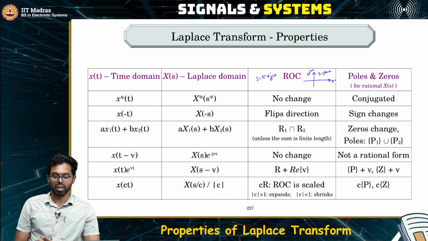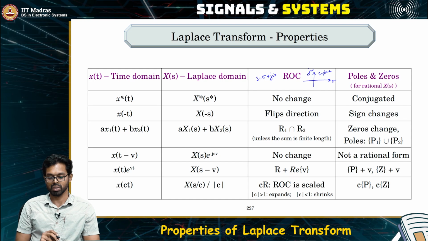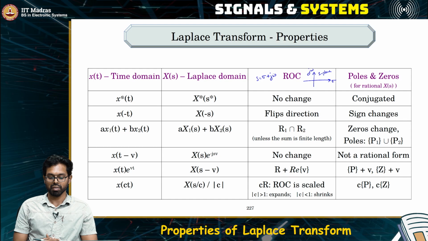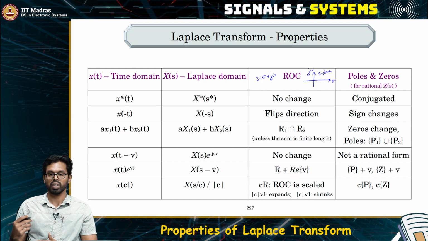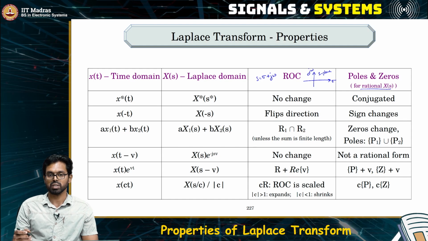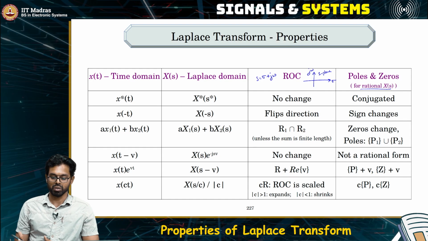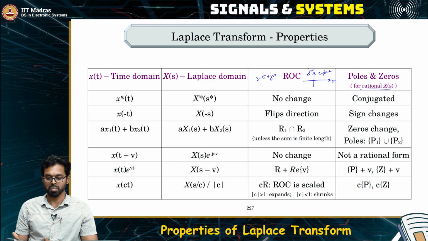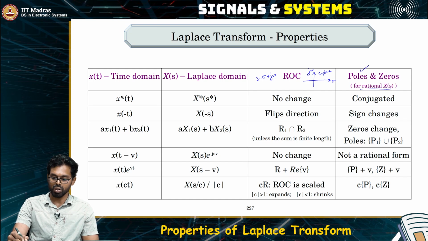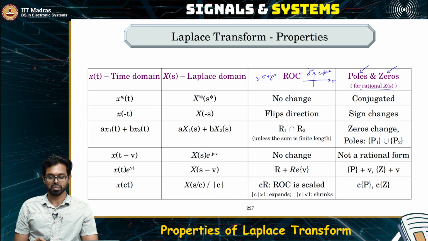So when we try to understand the properties of the Laplace transform, we need to also understand what happens to the ROC. In particular, we also said that if the Laplace transform is in the form of a rational function, which means it can be expressed as some polynomial divided by another polynomial, then it has another nice representation. We can use the pole zero plot representation to completely understand the system.